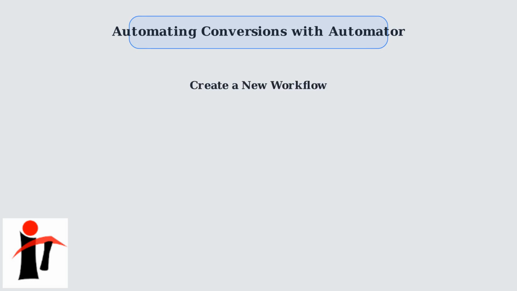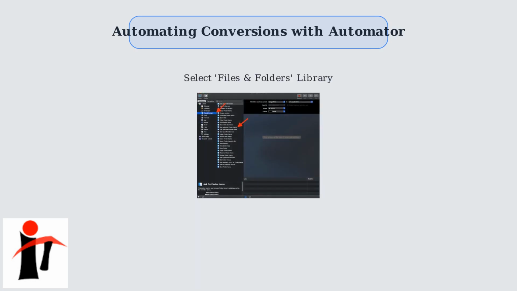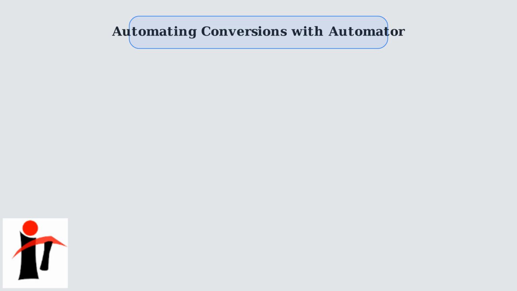Once open, create a new document by selecting Workflow from the template options. This gives you a blank canvas to build your automation. In the Library panel on the left, select Files and Folders. This category contains actions for working with files and folders. Drag the Get Specified Finder Items action from the library to the workflow canvas on the right. This action allows you to specify which image files to process.